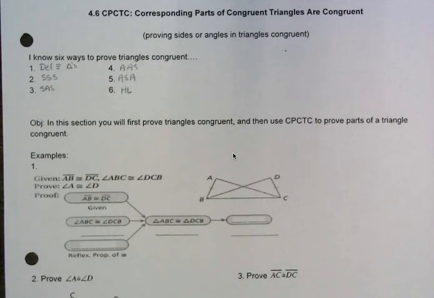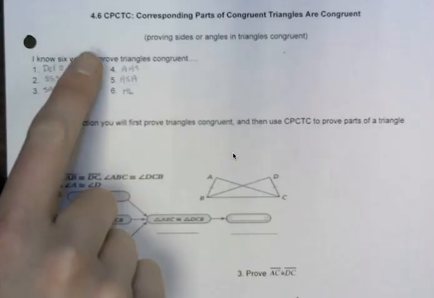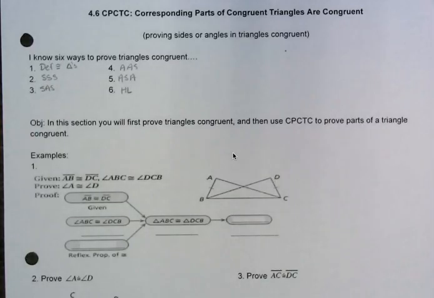Hi class, this is the last section in Module 4. I'm going to talk about how to prove parts of triangles are congruent. And we're going to use this acronym that you see at the top, CPCTC. What that stands for is corresponding parts of congruent triangles are congruent.